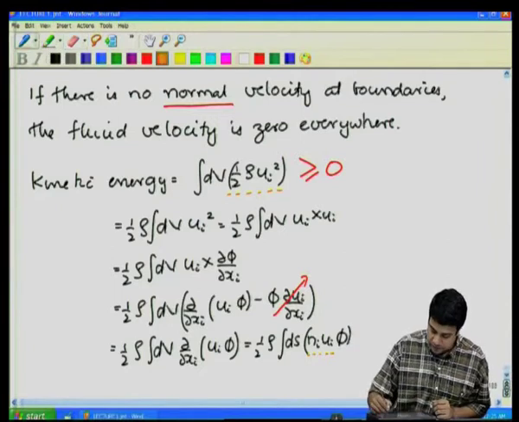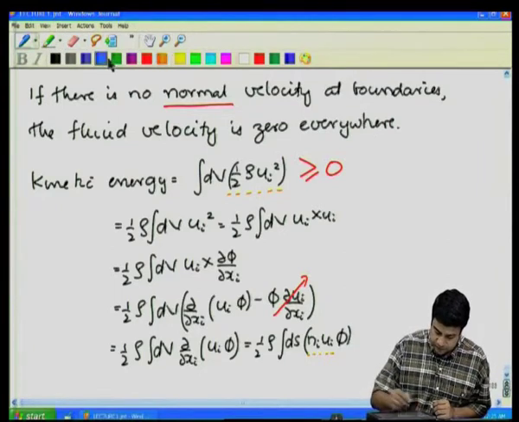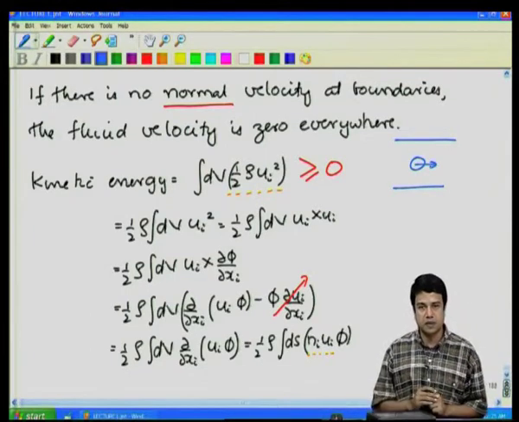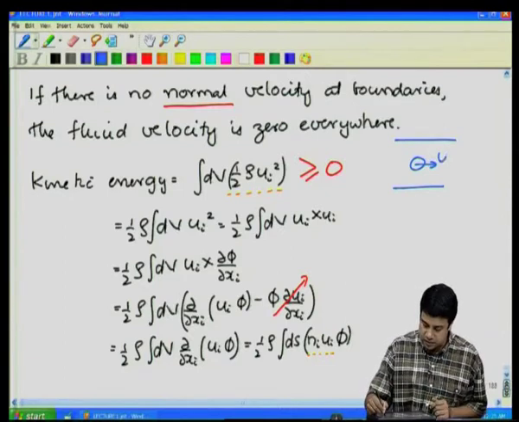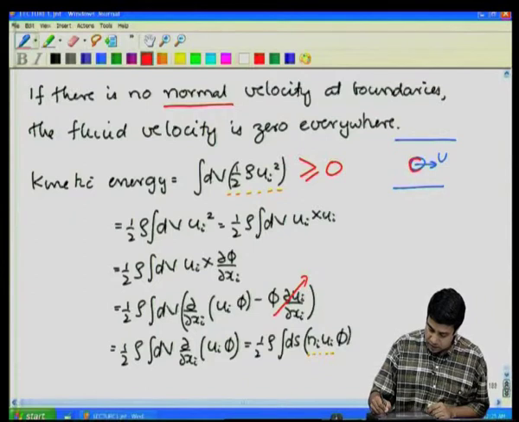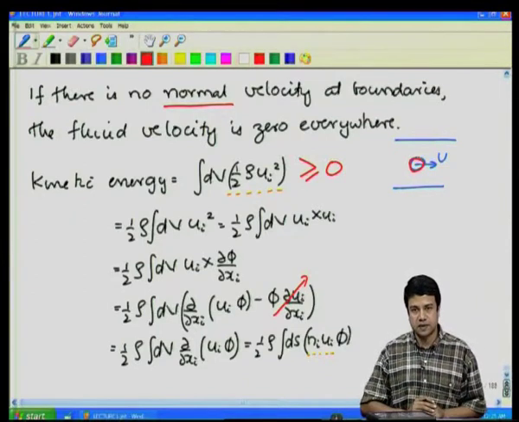You could have, in the case of external flows, for example, a system where the velocity on the walls is equal to 0, but there is some object that is moving with a constant velocity u. That means that the normal velocity on this surface is non-zero.